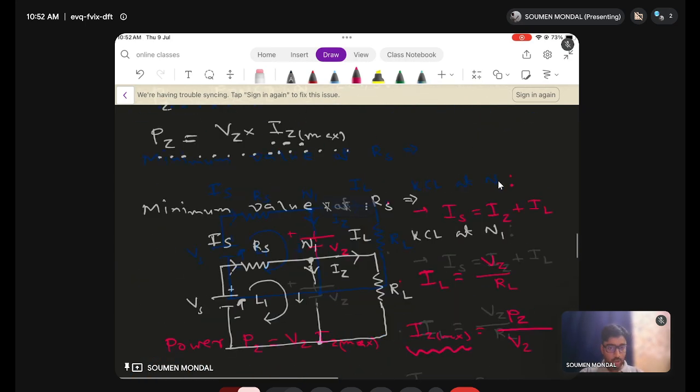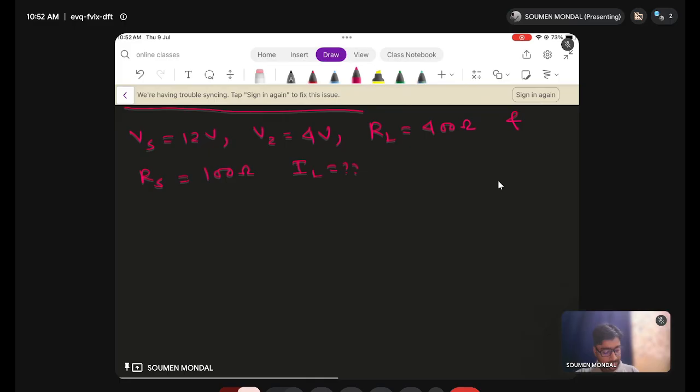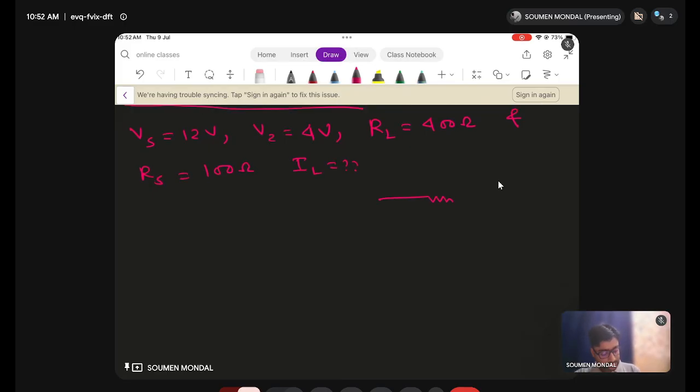So let me draw the circuit again for just our understanding. RS is 100 ohm, the supply is 12 volt, this is Vz, this is RL, 400 ohm, and there is some ammeter, and that will indicate the IL.